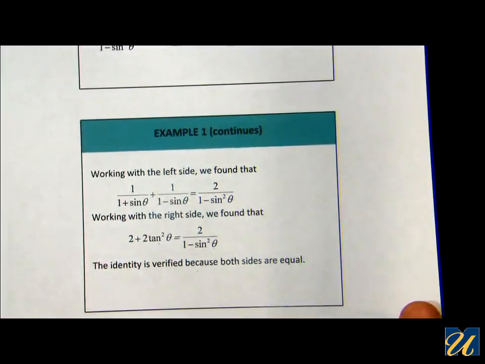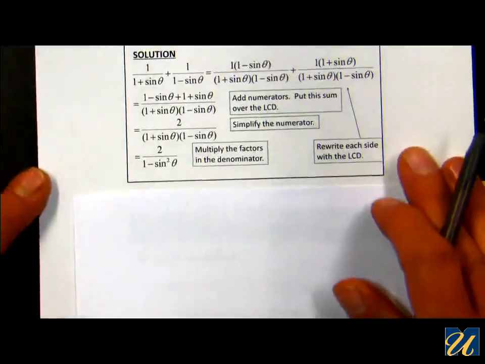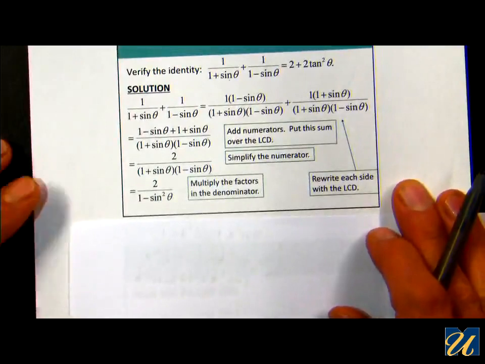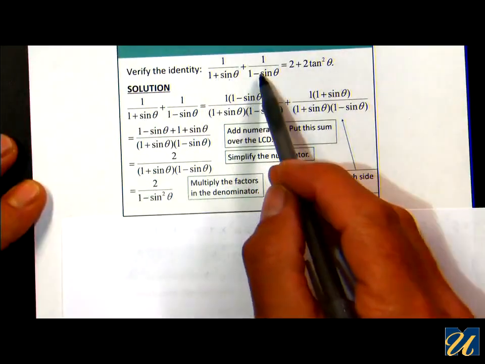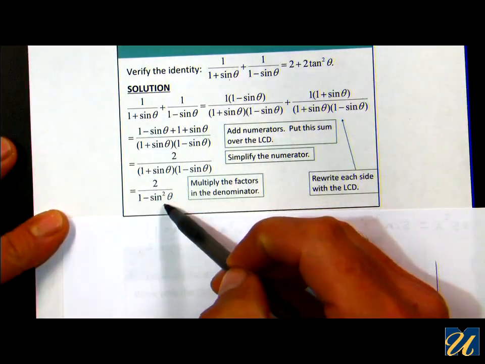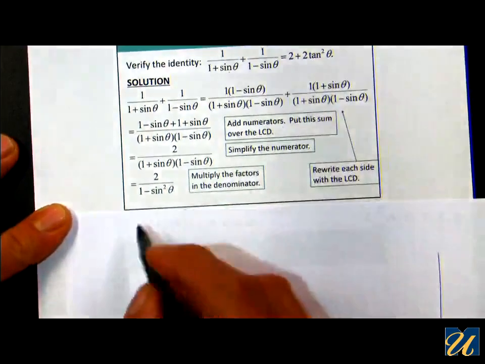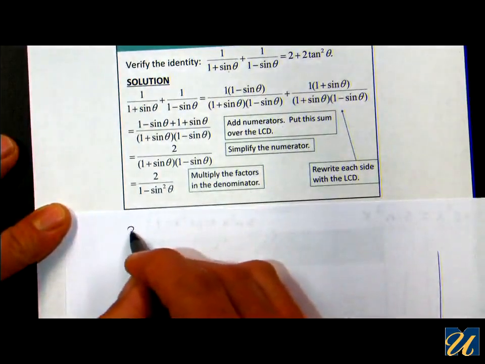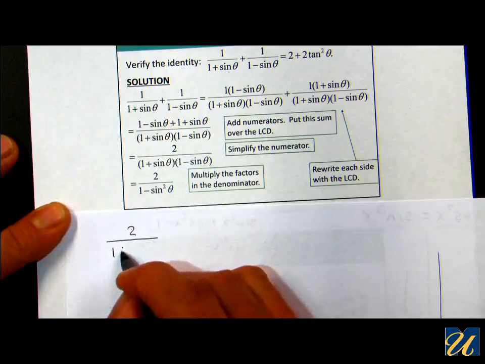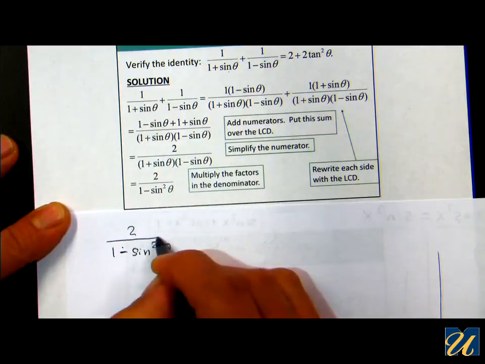Okay, so before we end here, I'm going to take you back and show you a different way to handle this one right here. If you followed this part, taking the left side, simplifying it down to here, how do we connect this to the right side? So let's see. Let's write down what we got. 2 over 1 minus sine square theta. Okay, what can we do with that?